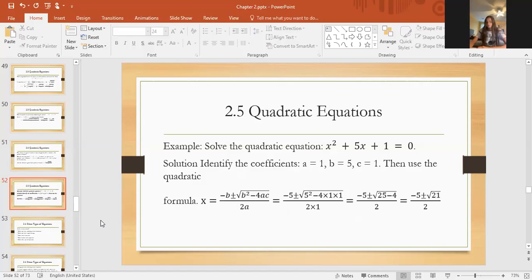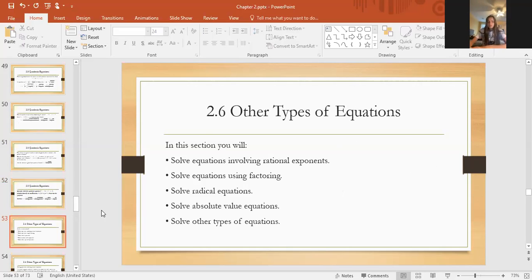Now b is 5, so the solution will be minus b plus or minus square root of 21 over 2a. Here is 2a, because a is 1, we have it over 2. The quadratic formula is very fast.